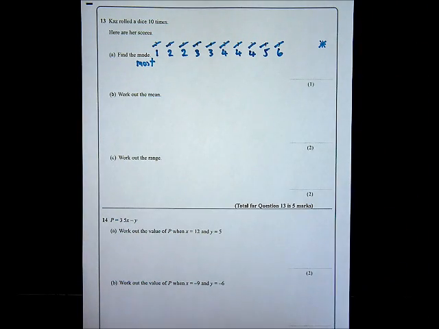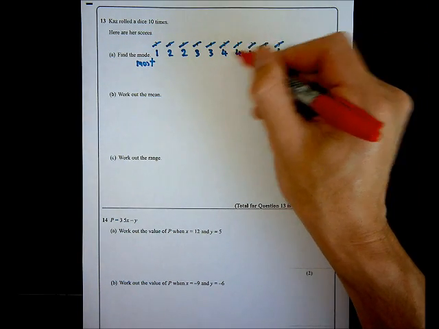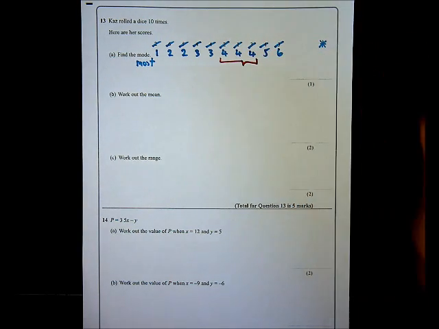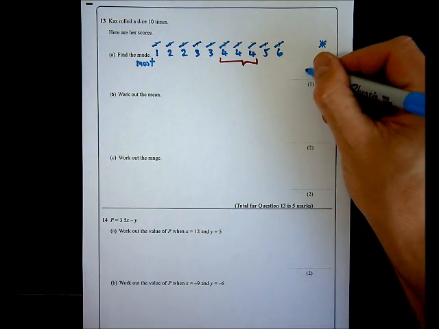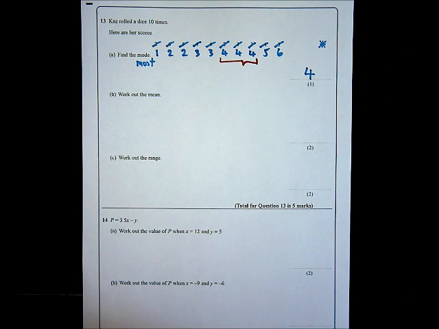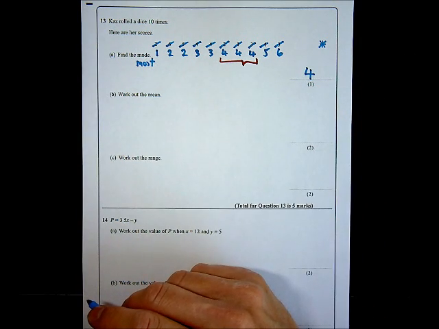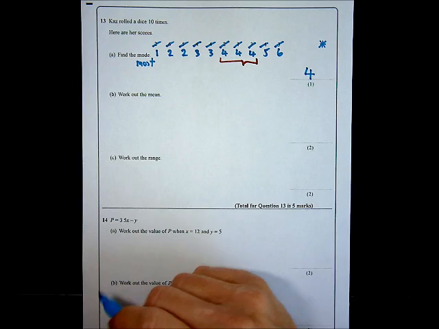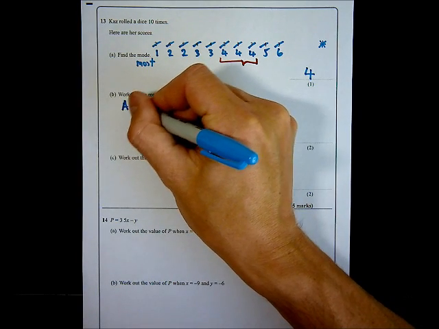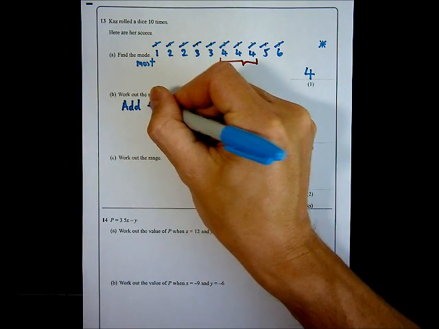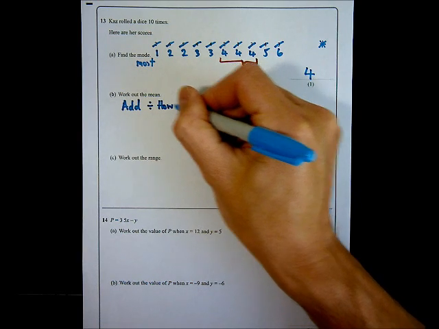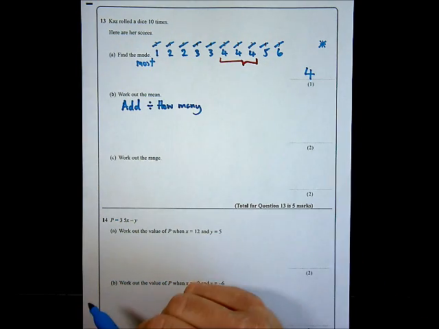Now from looking at that, I can see straight away that I have got these 3 4s here. So the most common number is a 4. In part B, I'm asked to work out the mean. And to work out the mean, I know that I have to add them all up and divide by how many. So I'm going to add them all up.